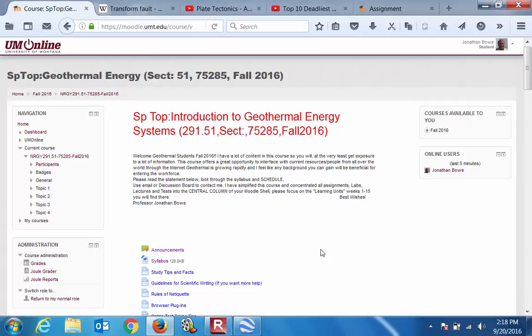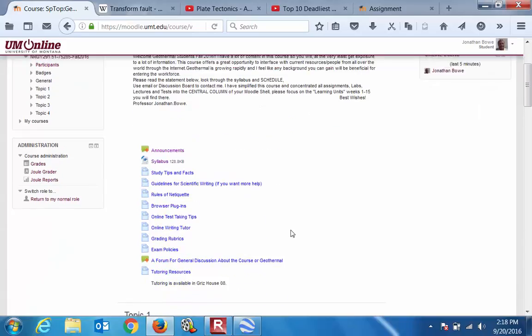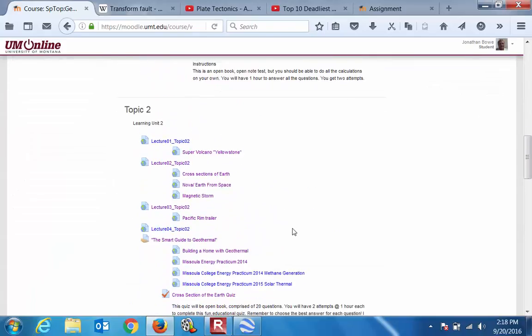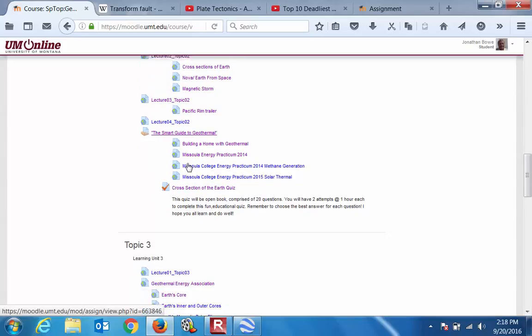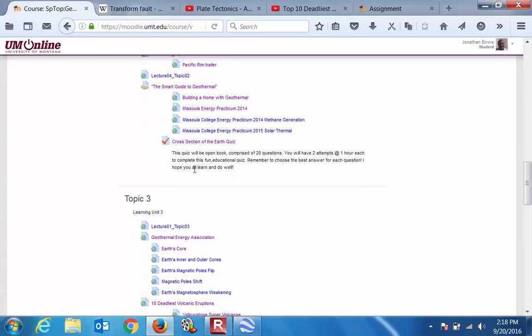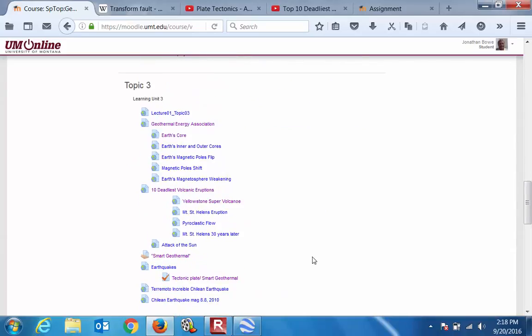And 75% of the questions will come out of the Moodle shell, which you see is the special topics, Introduction to Geothermal Energy Systems, 291.51. And then another 25% will come out of the textbook, A Smart Guide to Geothermal. The Smart Guide to Geothermal is a great reference for you to have as far as your lab is concerned, and as far as just walking around trying to install geothermal systems at your house, or if you decide to get into contracting.